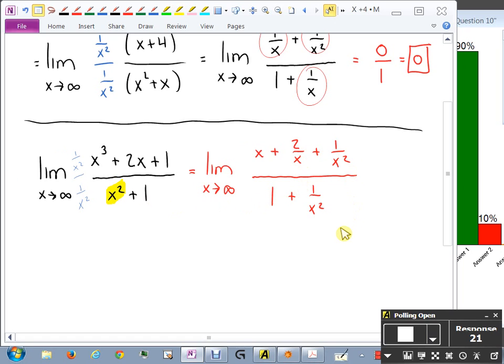Which of these vanish to zero? 2 over x does, 1 over x squared, 1 over x squared, those all go to zero, don't they? What about what's left, though? What does x go to? Infinity, right? Infinity over 1. What's infinity over 1? Infinity. In other words, this becomes infinite. This function, as you go out to the right, takes off to infinity. After these vanish to nothing, you're really left with the x over 1, and that's just going to become infinity.